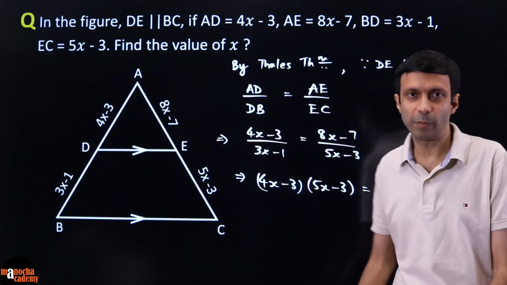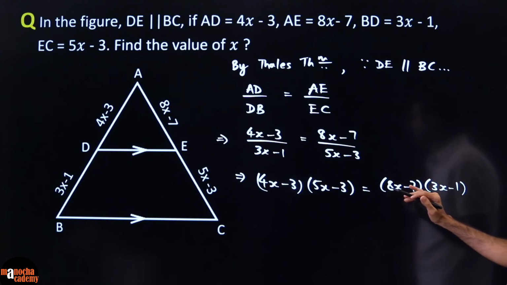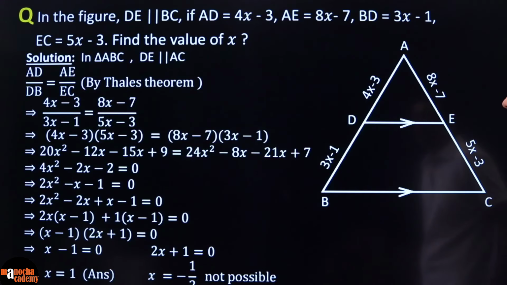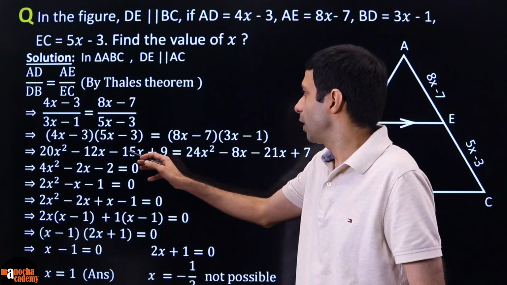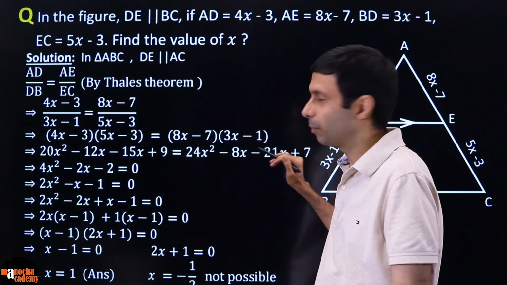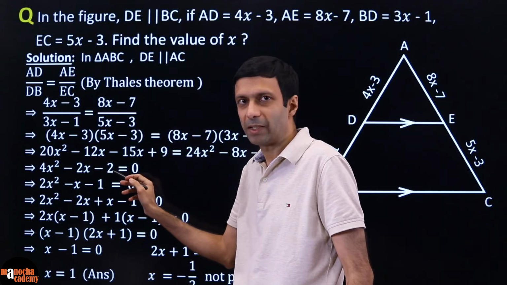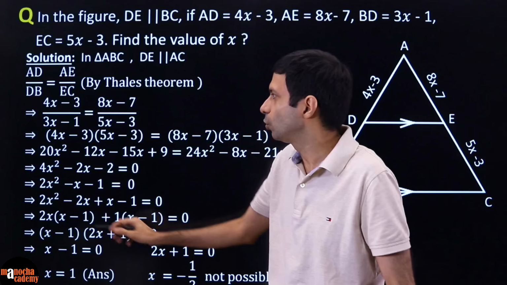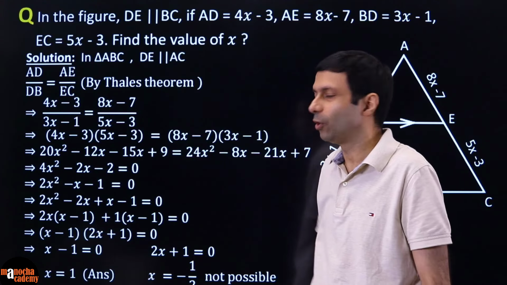So can you guys do this for me? Please multiply out these numbers and this one and see what you get. If you simplify, you will get something like 20x² minus 12x minus 15x plus 9, right? If you further simplify, you're going to get 4x² minus 2x minus 2, which you can divide by 2. So you're going to get 2x² minus x minus 1 equal to 0.